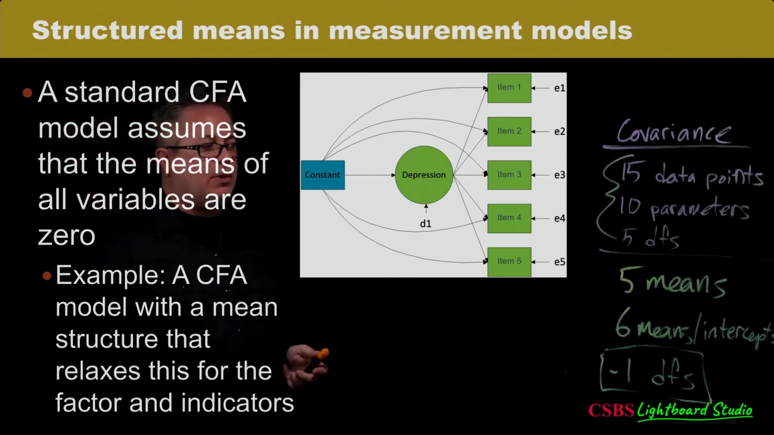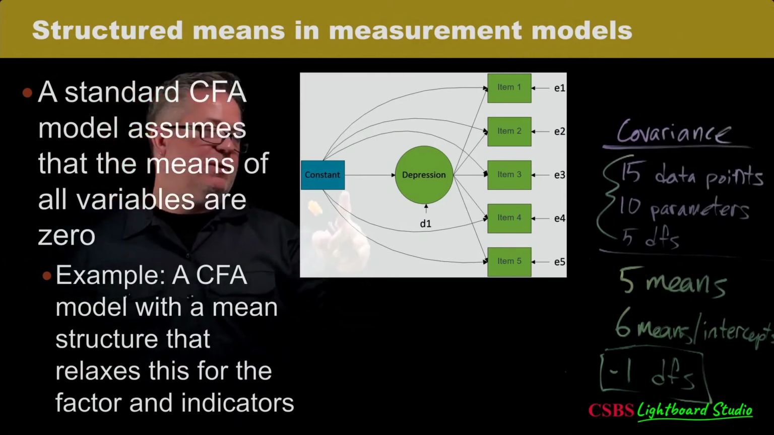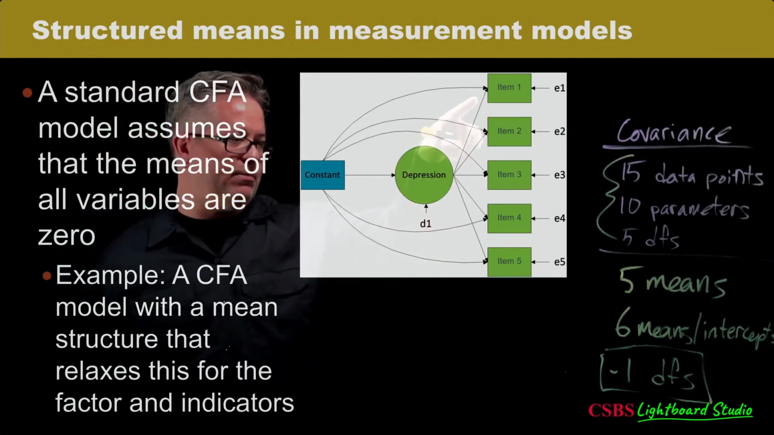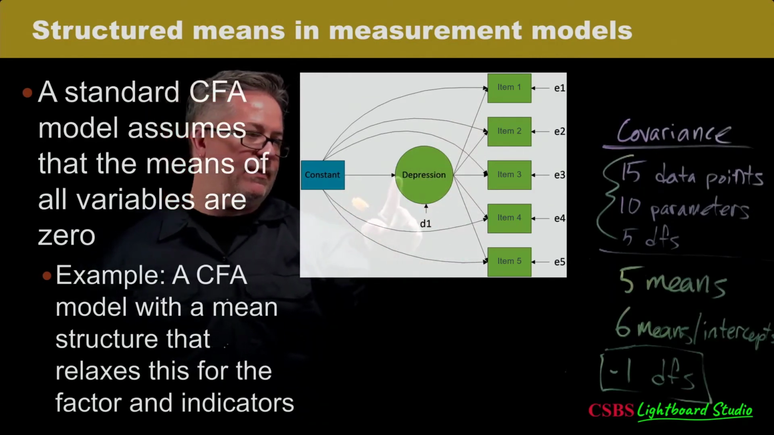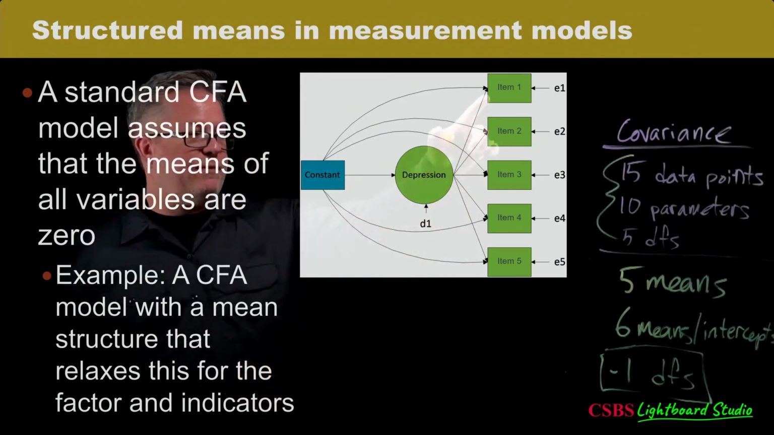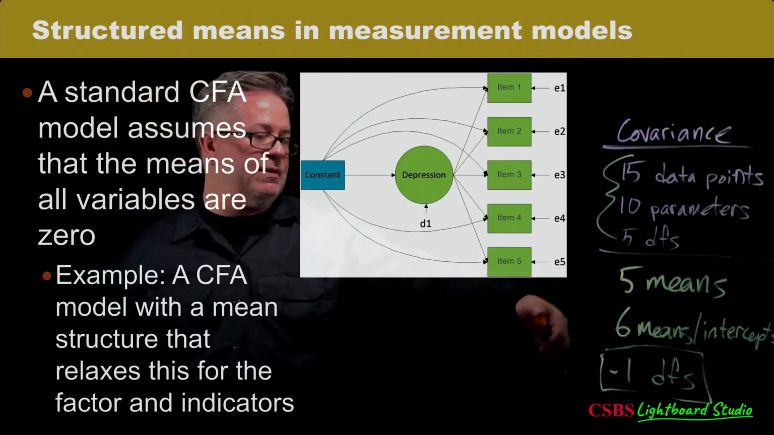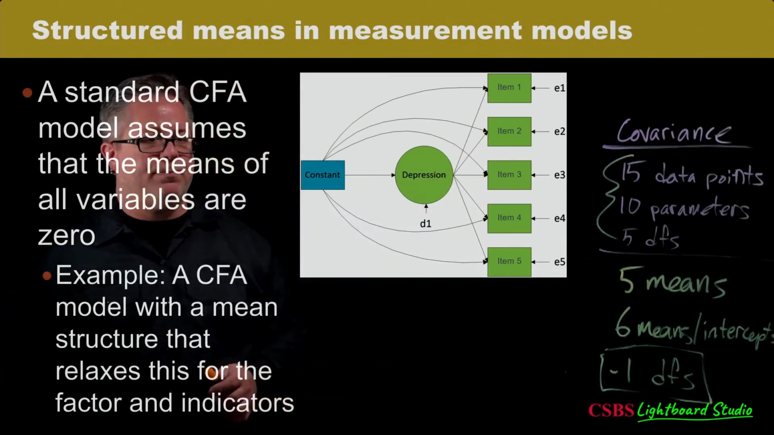So one option is to just not estimate the factor mean, right? Get the item means first. Don't estimate the factor mean. Because then I'd have 5 intercepts, 5 measured means. I'd have a just identified model, right?